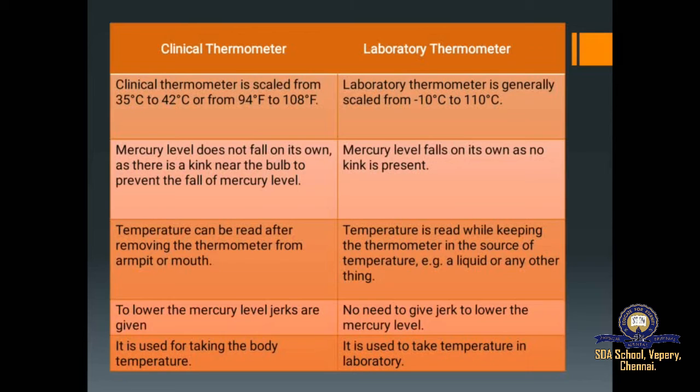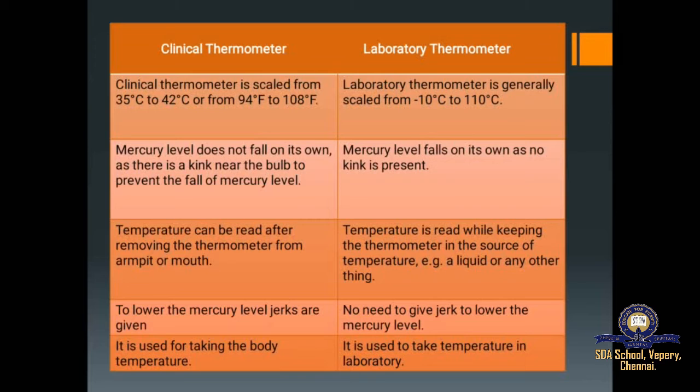In a clinical thermometer, temperature can be read after removing the thermometer from the armpit or mouth. In a laboratory thermometer, temperature is read while keeping the thermometer in the source of temperature, for example a liquid or anything. To lower the mercury level in the clinical thermometer, jerks have to be given because a kink is present. Therefore, it will not automatically come down. Whereas in the laboratory thermometer, there is no kink present, so we don't need to jerk to lower the mercury level.